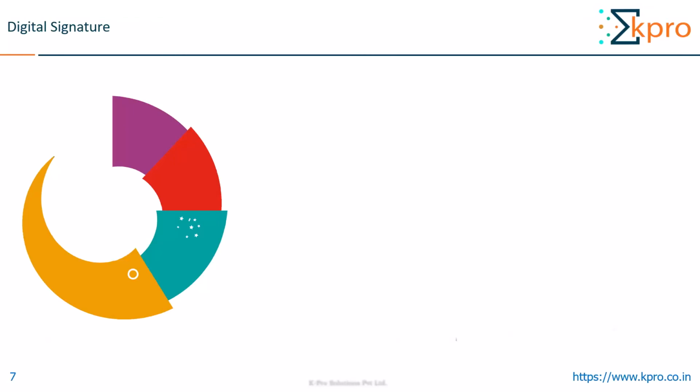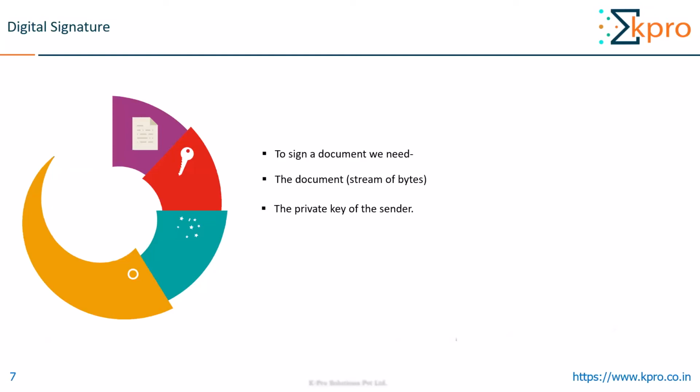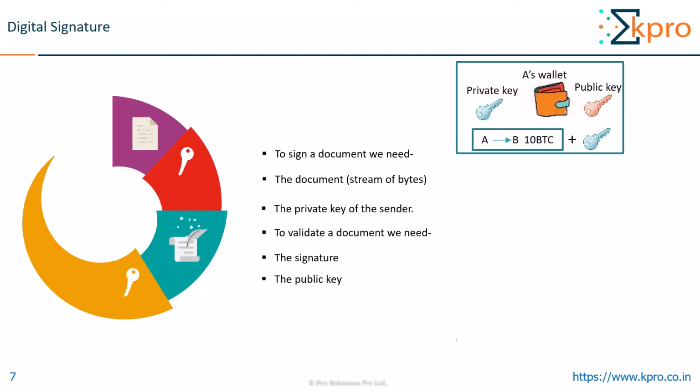Now let us see what a digital signature is. To sign a document digitally, we need the document itself and the private key of the sender who is sending the document, and to validate the document we need the signature and the public key of the sender. For example, here A wants to send 10 bitcoins to B.